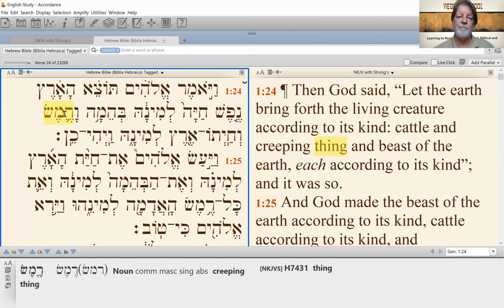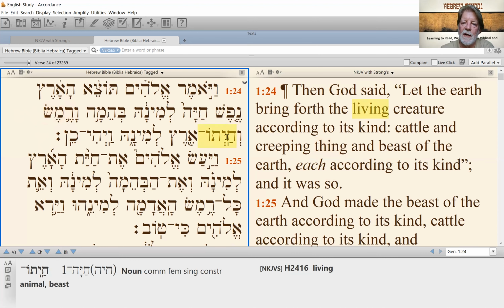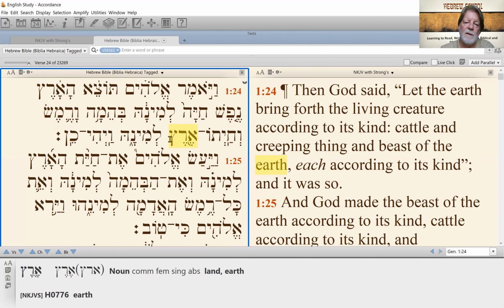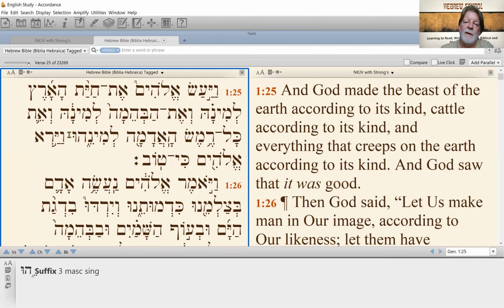The remes and the creeping things. Remes is to creep. We've talked about the swarming things. These are the creeping things. And you can imagine that these are reptiles and amphibians and so forth. Vachayoto, and let them live on the eretz, on the earth, lamina, according to their kind, vayehiken, and it was so. So God created the cattle and the creeping things, the reptiles and amphibians on the earth.